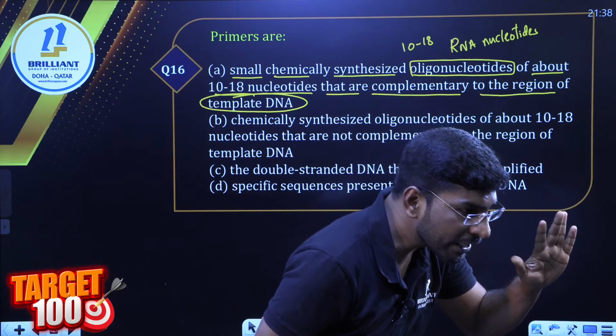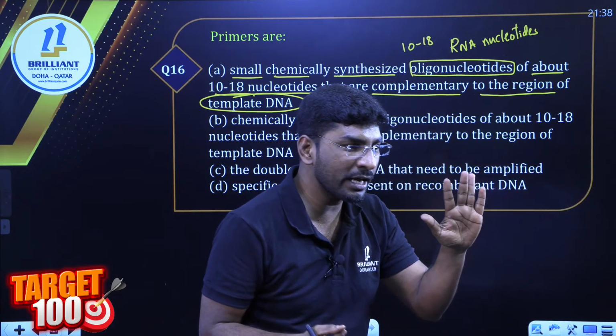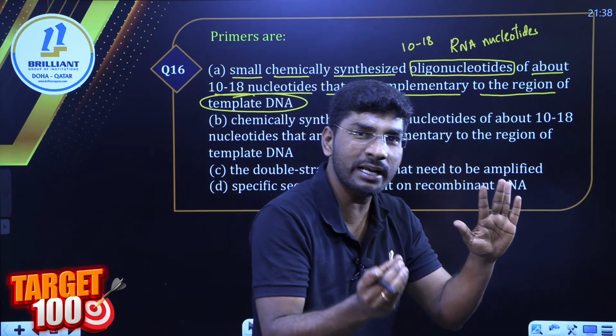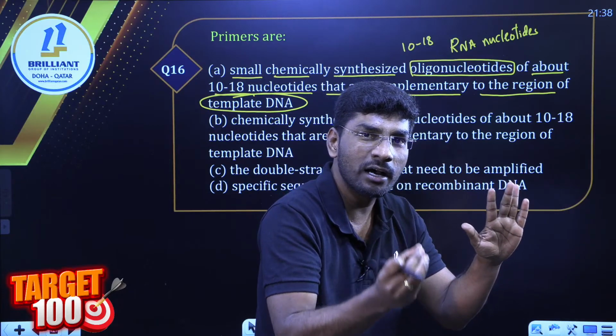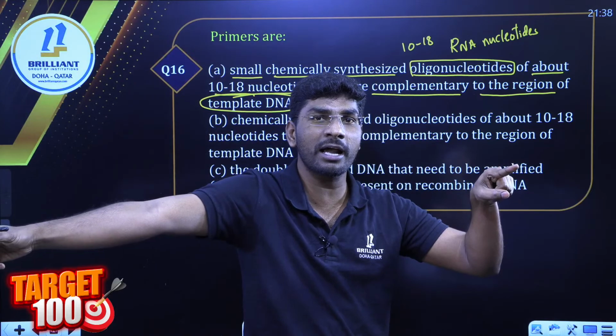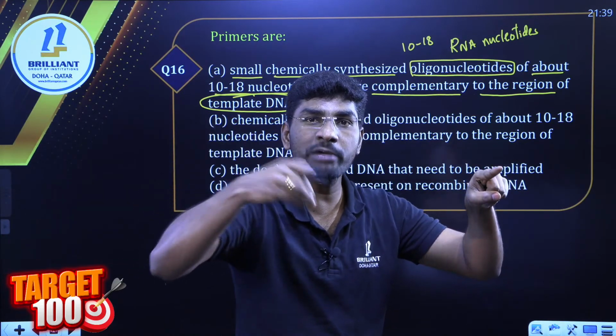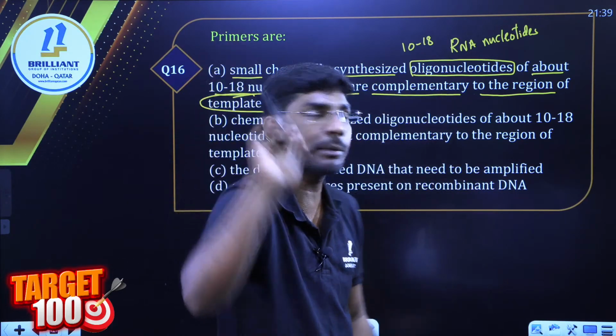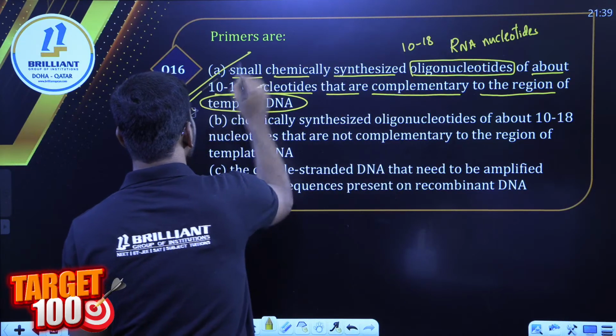New DNA strand synthesis is from 5 prime towards the 3 prime. You got my point? That's why we are adding the primers opposite of the 3 prime. So our answer is option A.